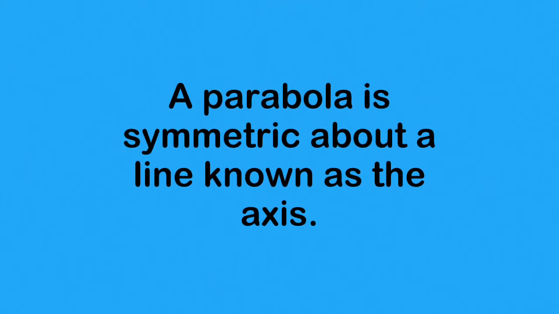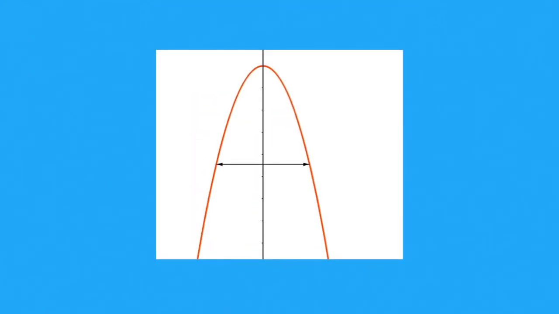In both cases, the parabola is symmetric around a particular line. This line is known as the axis. If you were to fold a parabola over its axis, it would exactly match up, point for point. Where the axis meets the parabola is called the vertex.